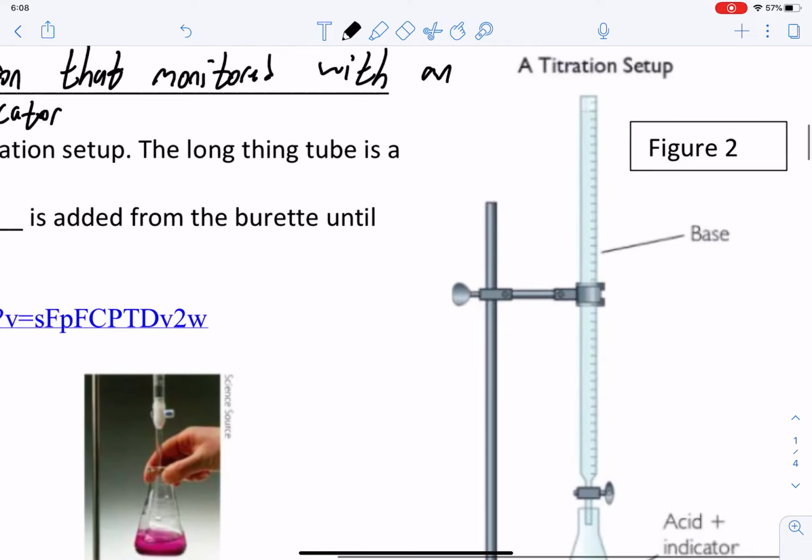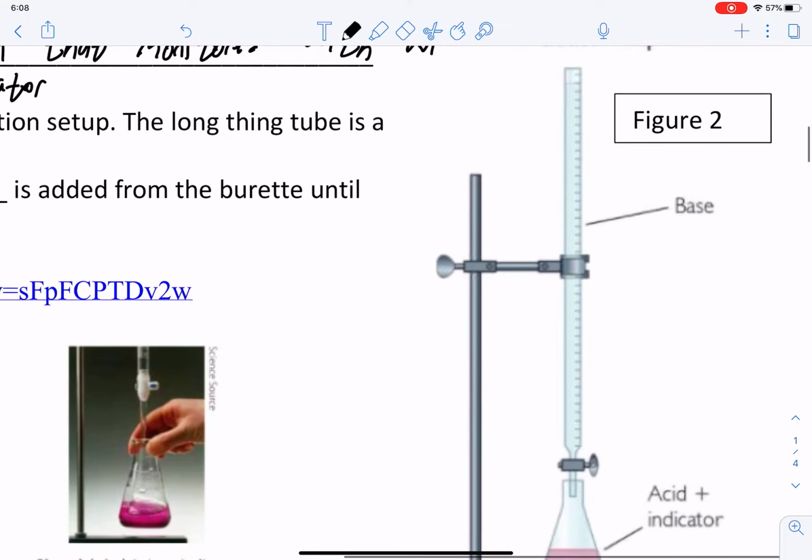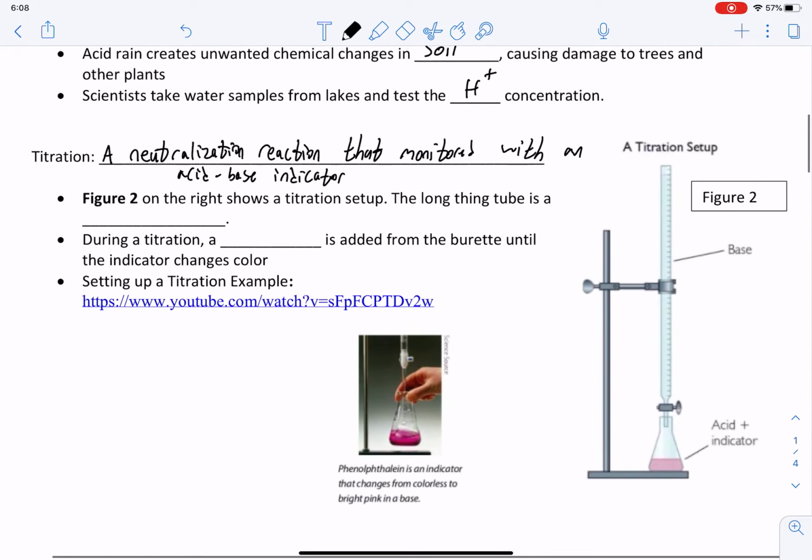So if we look here on the right, we have a titration setup. Okay, so the long thin tube on the right, this is called a burette. And basically you have this handle and you twist it like you would wind up a toy. And as you twist it, the base, which is found in the burette, is going to slowly start leaking out into the solution with the acid. So during a titration, a base is added from the burette until the indicator changes colors.